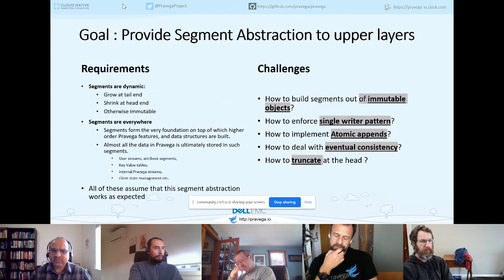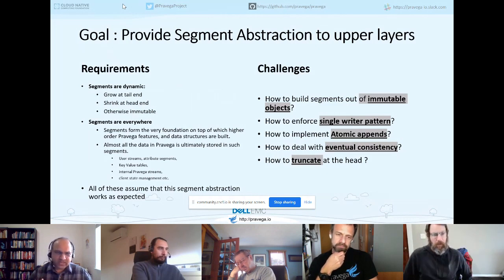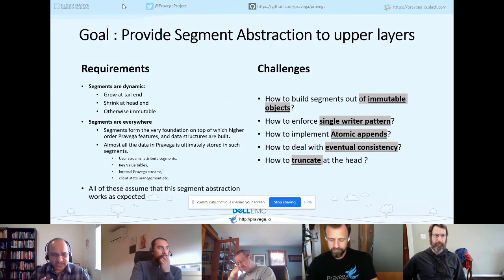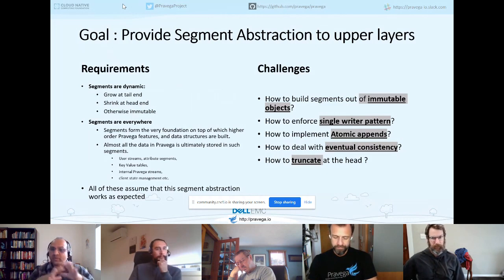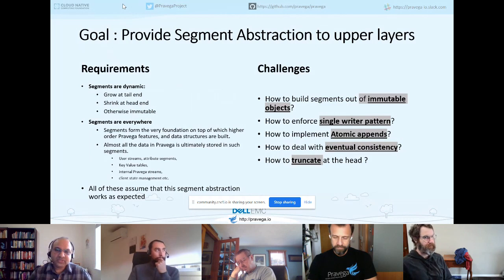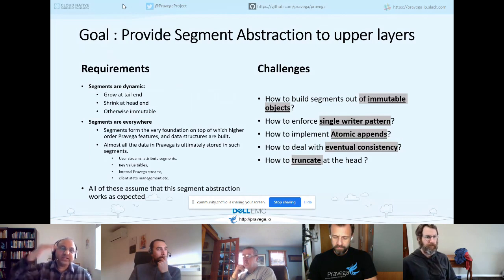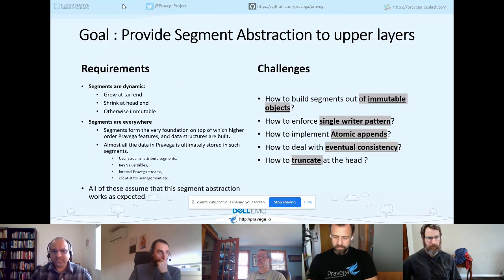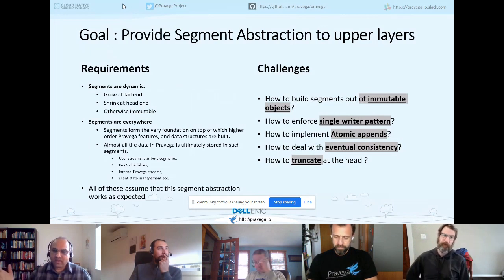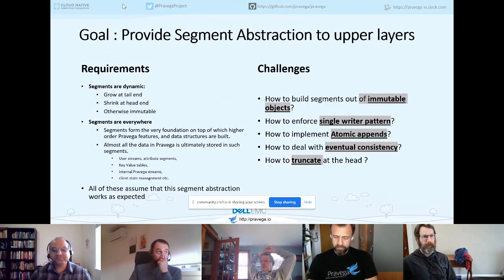Segments are the foundational building blocks of everything Pravega. Segments are used everywhere in Pravega. The user streams, the attribute segments, the key value tables, internal Pravega streams, even client state management, and a lot of other things that Pravega is built on. They use segments to store that data. And all of these upper layers actually assume that this segment abstraction works as expected. And the abstraction is pretty simple. It's a sequence of bytes. You append at the end and truncate at the front.